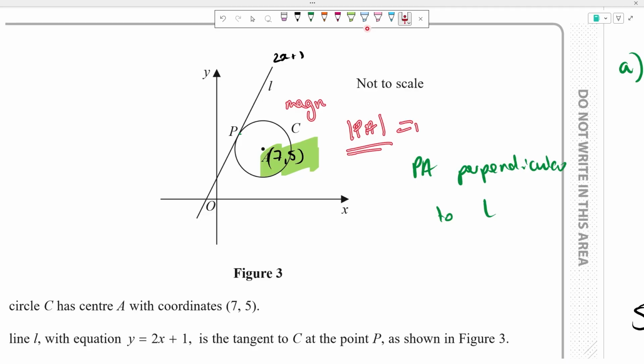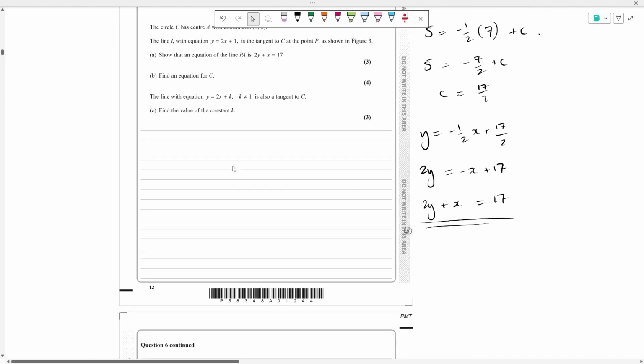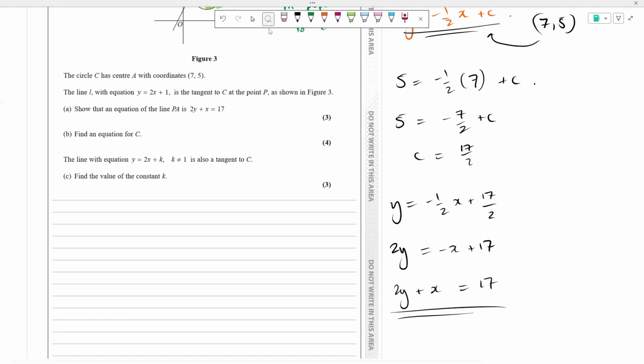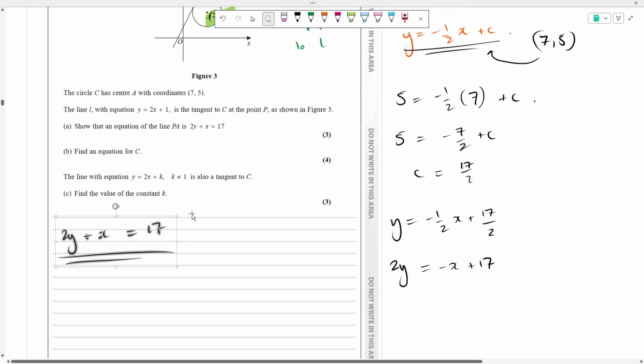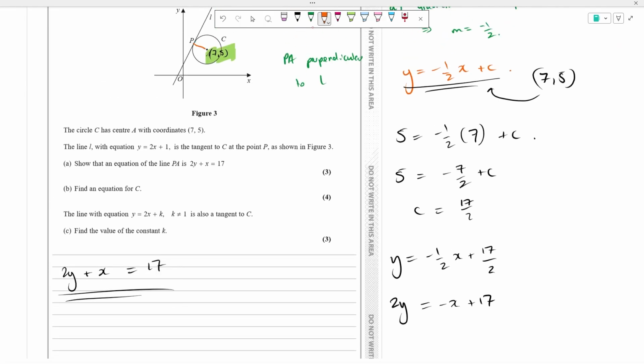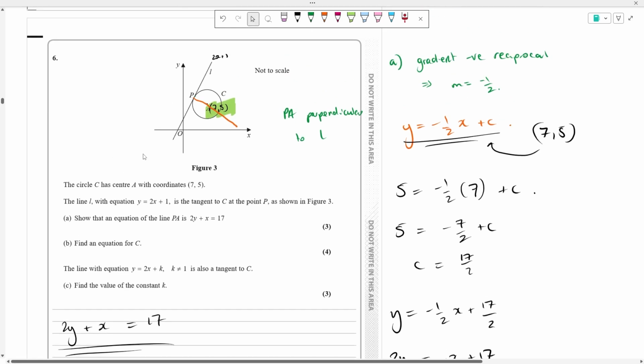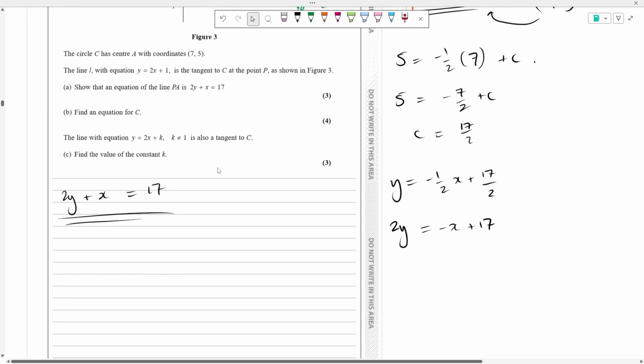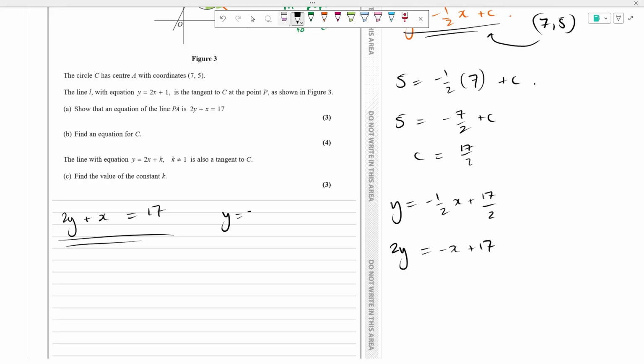Okay, and that will be our radius. So we've got 2y plus x is equal to 17. Cool. That's our line here. By equating our 2x plus 1, we can work out this intersection point, so we can work out P. So we have y is equal to 2x plus 1.